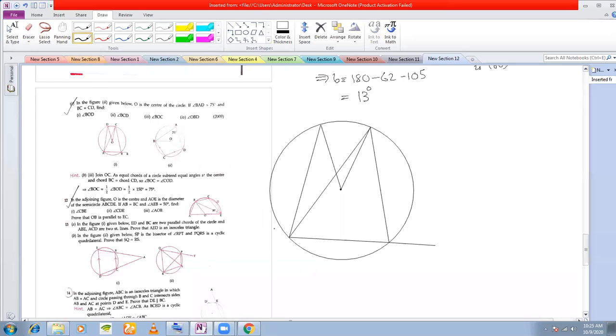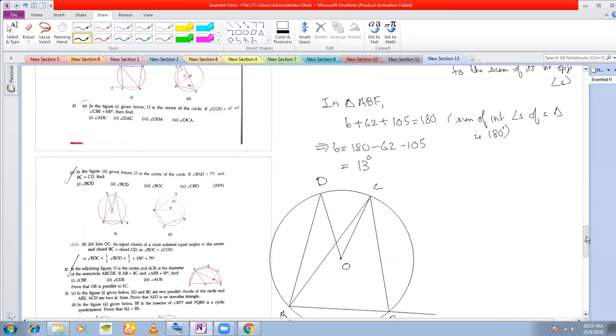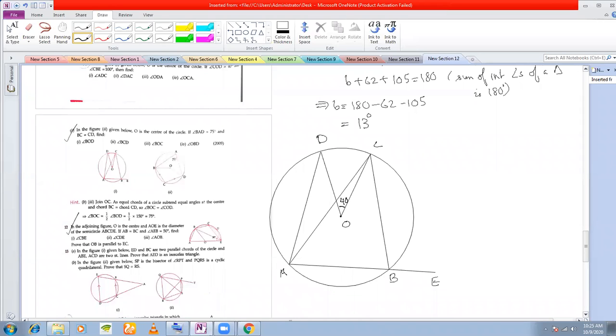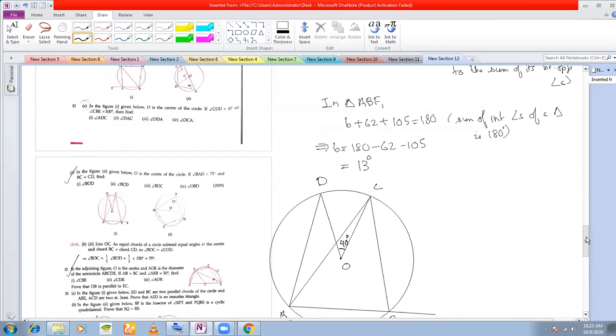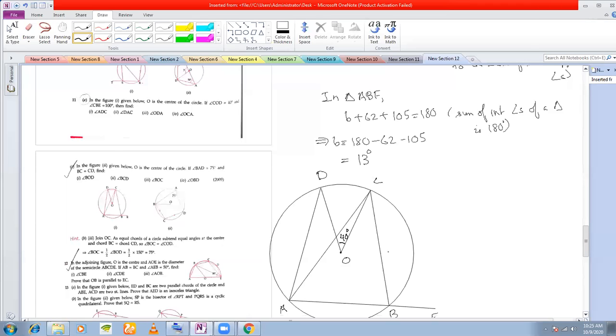So this is your figure. Okay, so you have these labels given to the vertices. Fine. So in this figure, it is given that O is the center of the circle. COD is 40 degree. So this angle is given to you as 40 degree. Angle CBE is 100 degree. CBE, this angle is 100 degree.